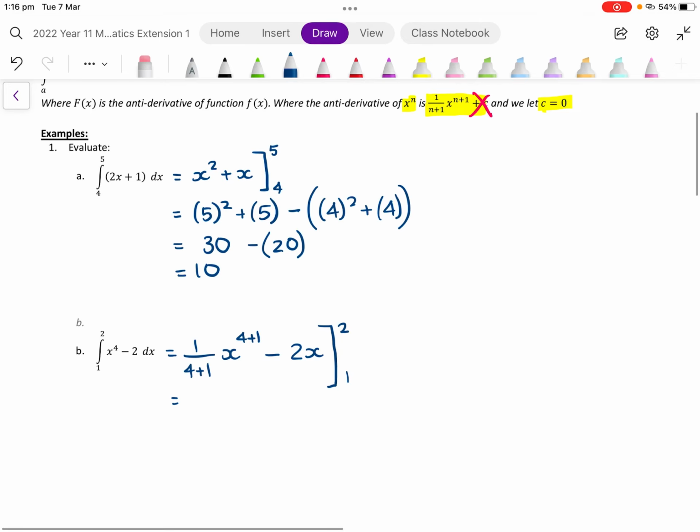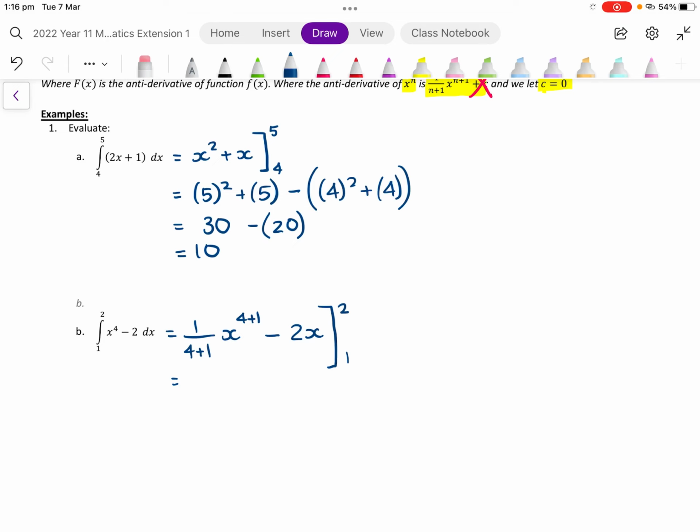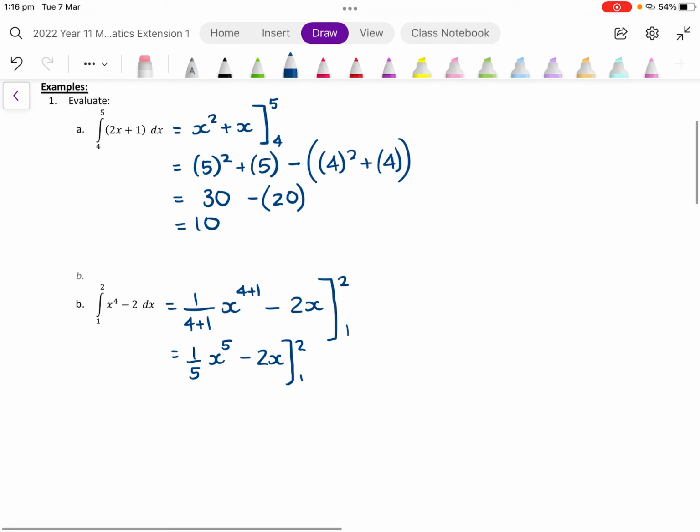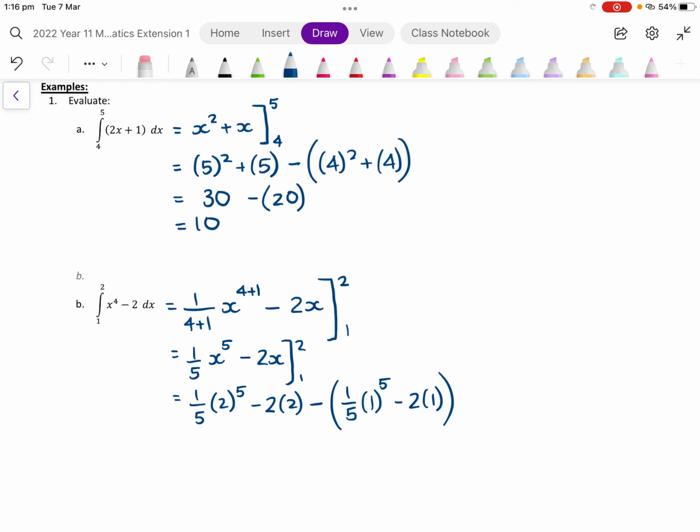We then can simplify this a little bit. So 1 over 4 plus 1 is a fifth, x to the power of 5 minus 2x. We need our boundaries of 1 to 2, and so then we'll need to substitute in our 2 first. So we have a fifth, 2 to the power of 5 minus 2 lots of 2, minus, in brackets, we now want to substitute in our 1. So we have a fifth, 1 to the power of 5 minus 2 lots of 1.